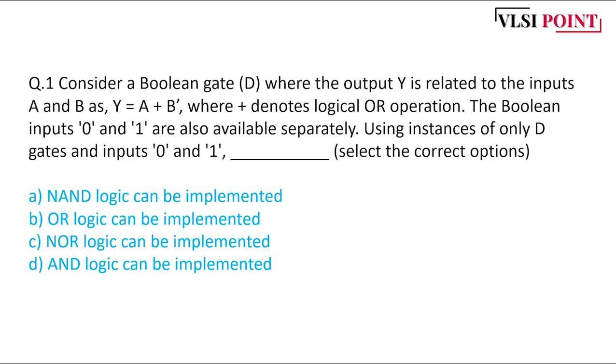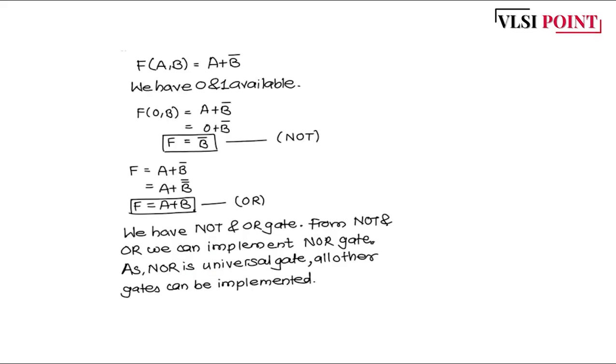So let's see what the question is saying. They have given one gate as Y equals A plus B bar, and we have available 0 and 1 inputs. So using those two things, we have to implement some logic gates. In the options, they have given NAND, OR, NOR, AND. So we have to implement the logic gates using the available options. Okay, let's see how we can solve this question.